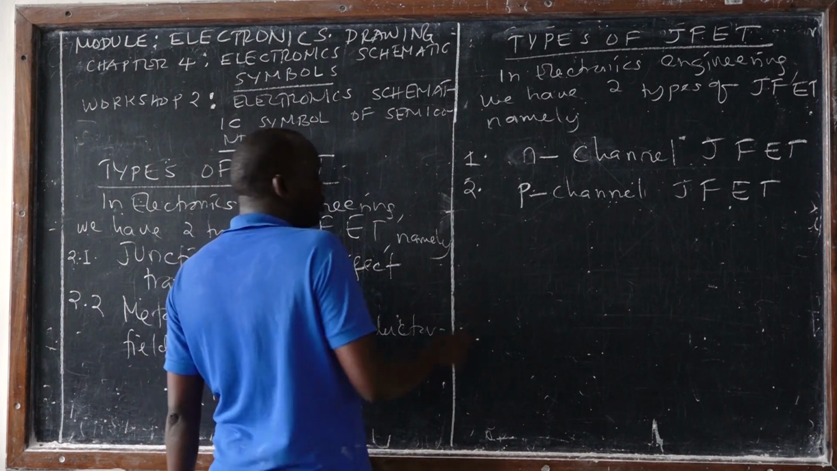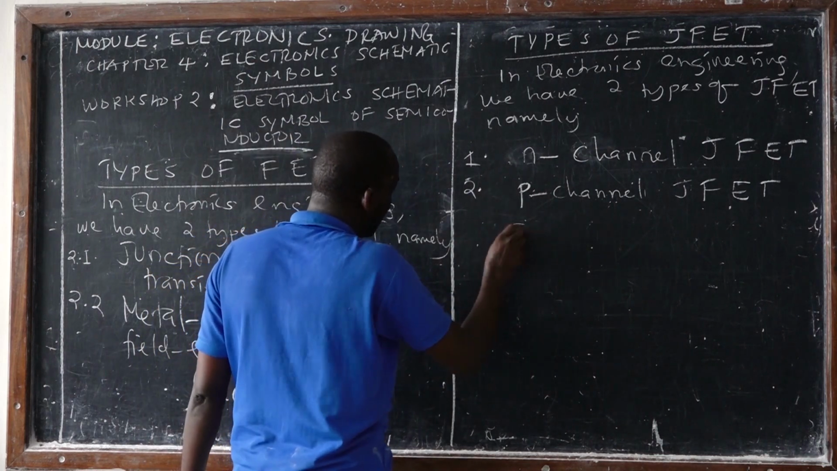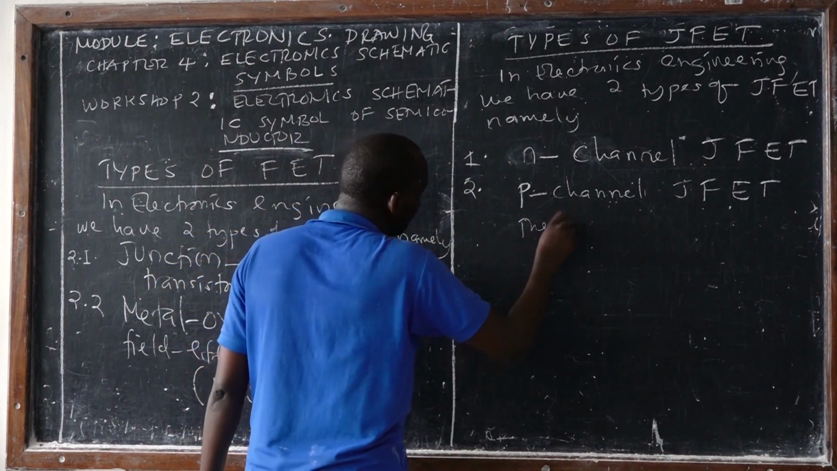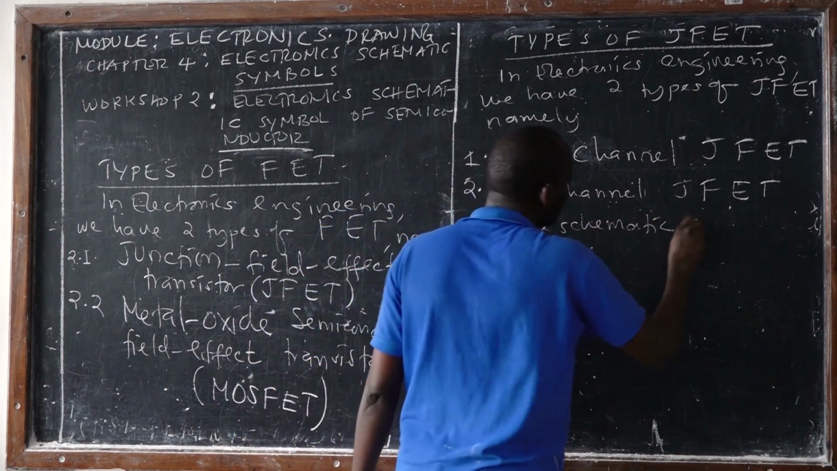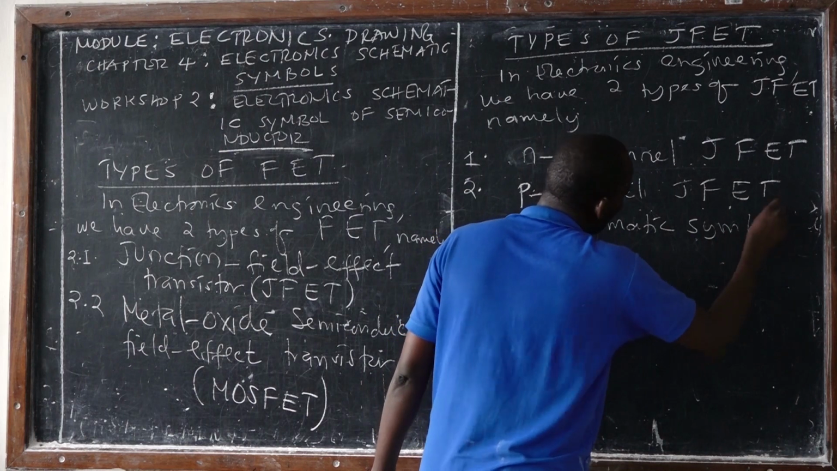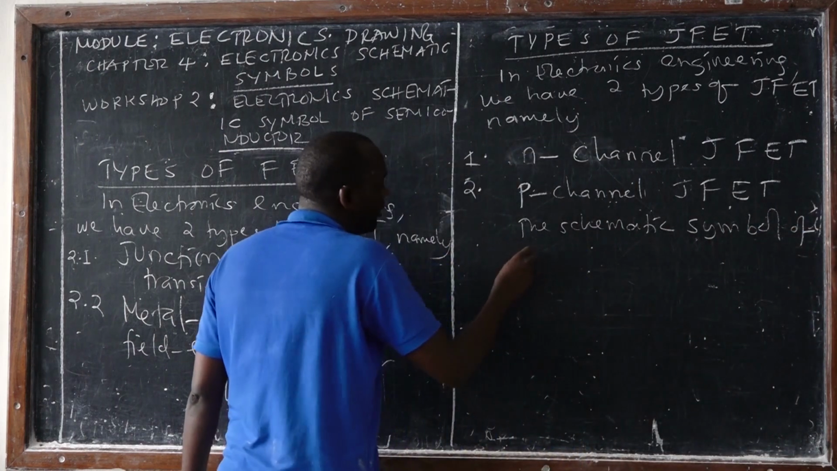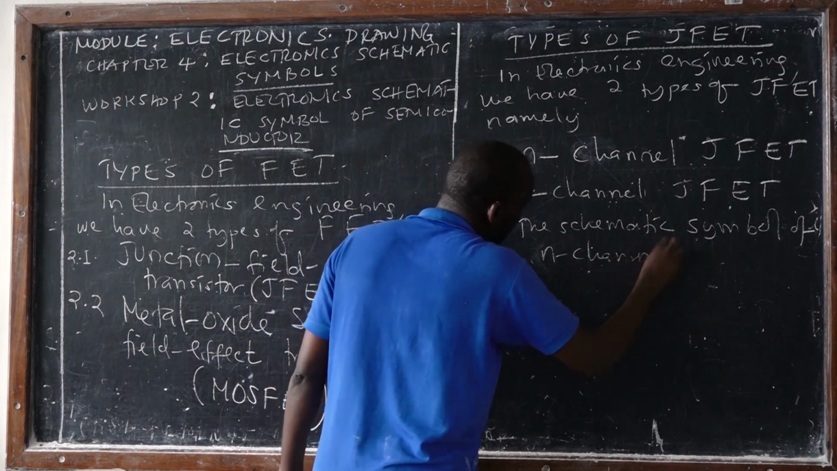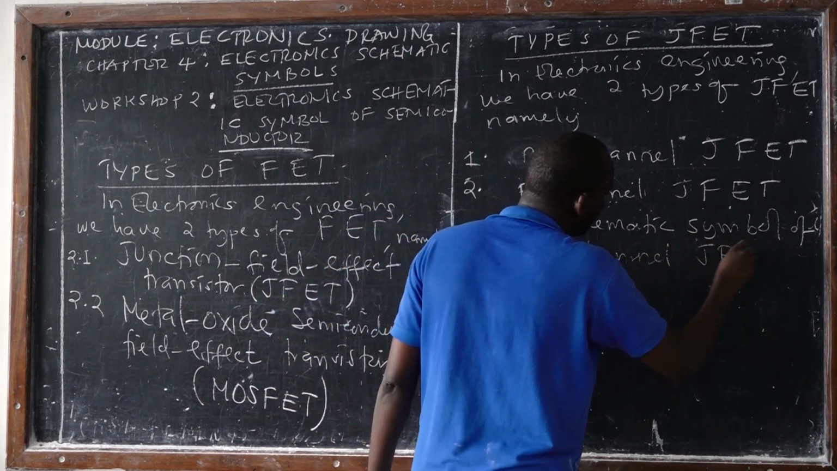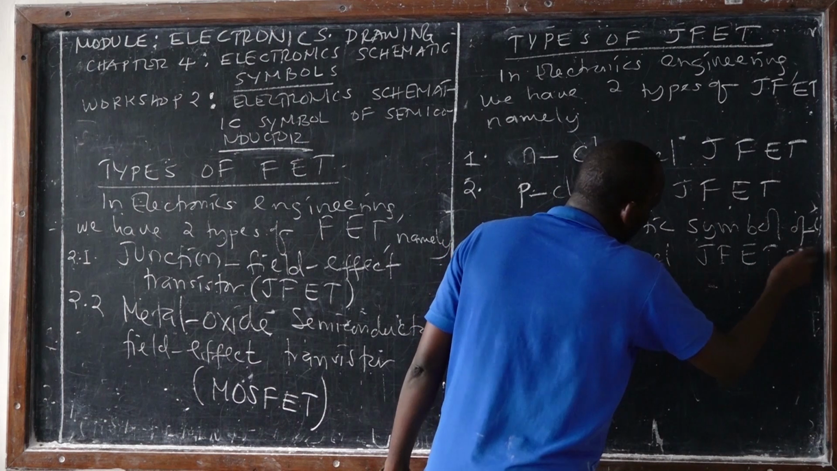Okay, so now let us go straight forward. The schematic symbol. The schematic symbol of N channel JFET is this one.